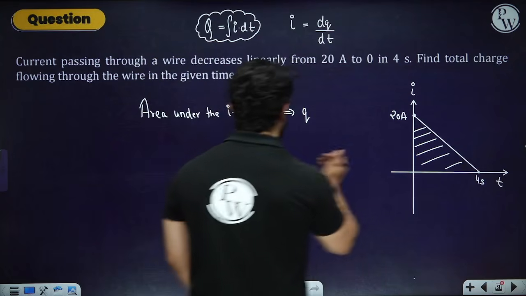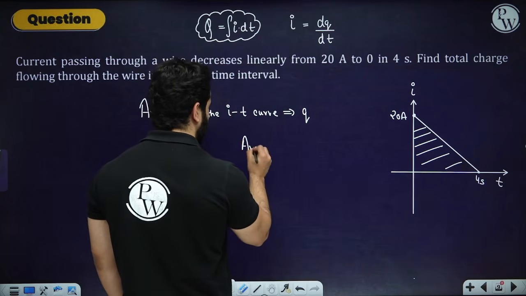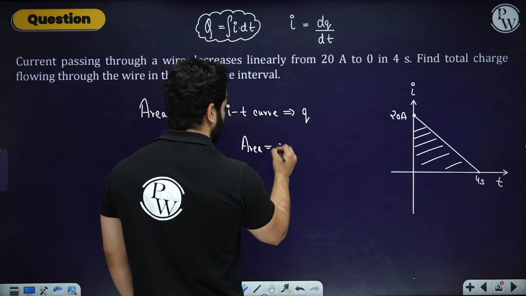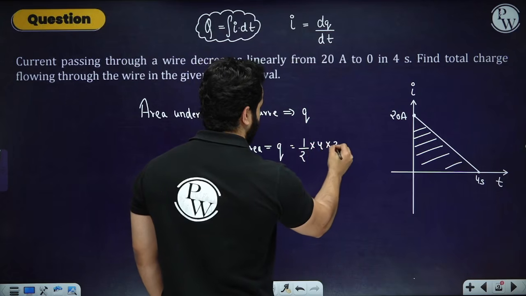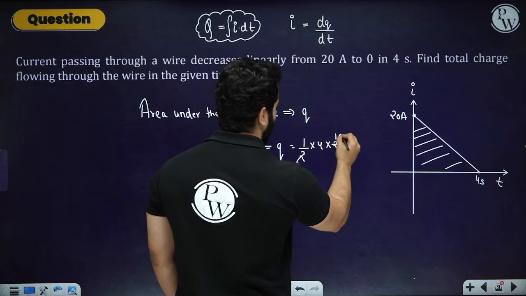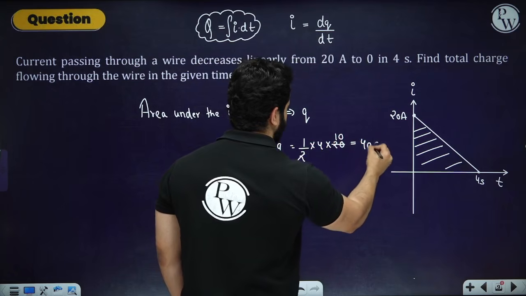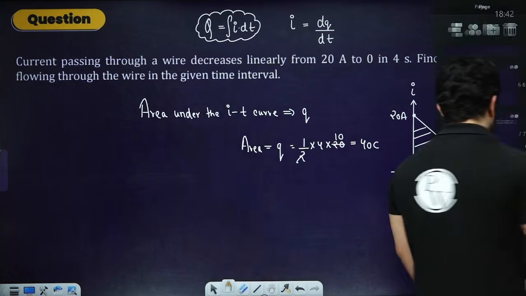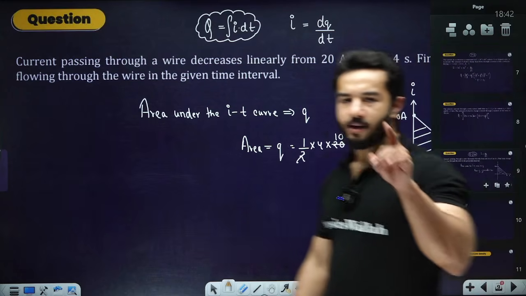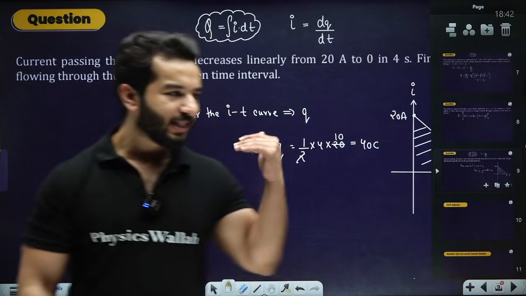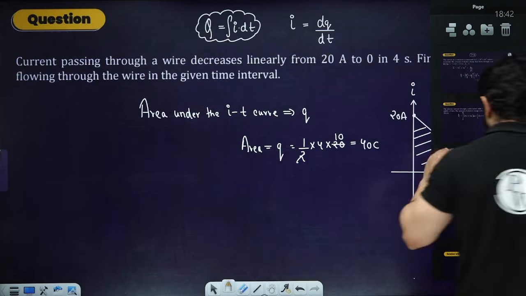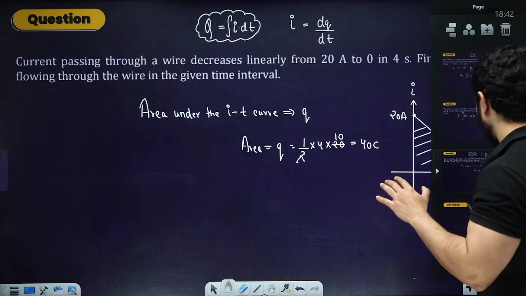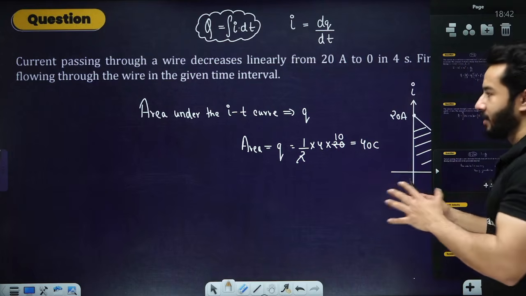So the area of this, that's also going to be the charge, is going to be half base times height, so that's going to be 40 coulombs. Everything is in SI unit. Good. You tell me everything's fine till now. I mean, in under 25 minutes we have completed the basic part of the first portion.